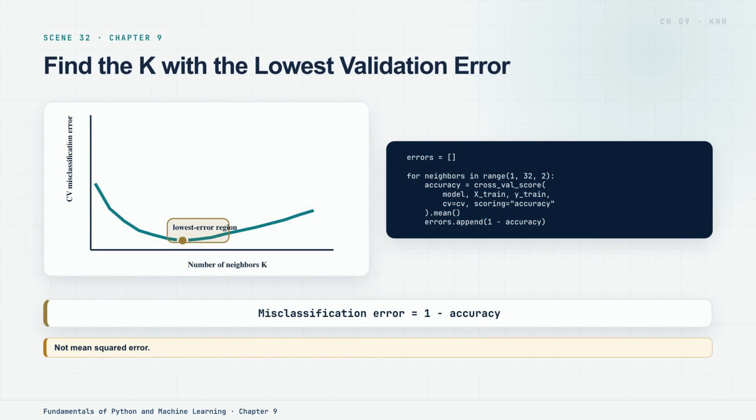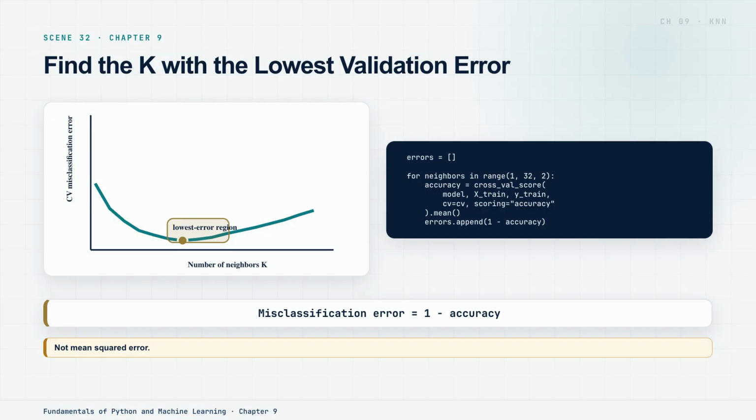We can evaluate a range of neighbor values with cross-validation. For each k, calculate the mean validation accuracy. The misclassification error is 1 minus that accuracy. We then select a value near the lowest validation error. It is better to call this misclassification error rather than MSE, because MSE usually means mean square error in regression.